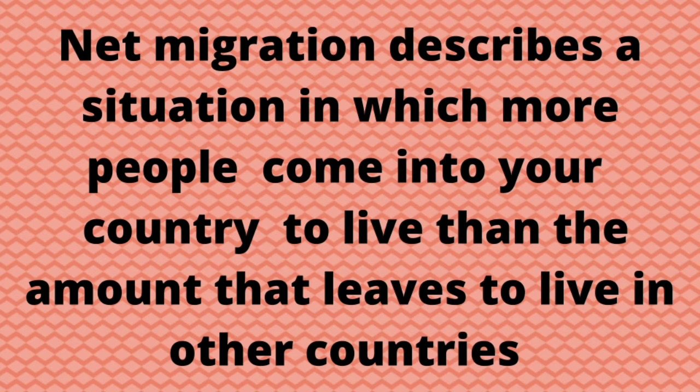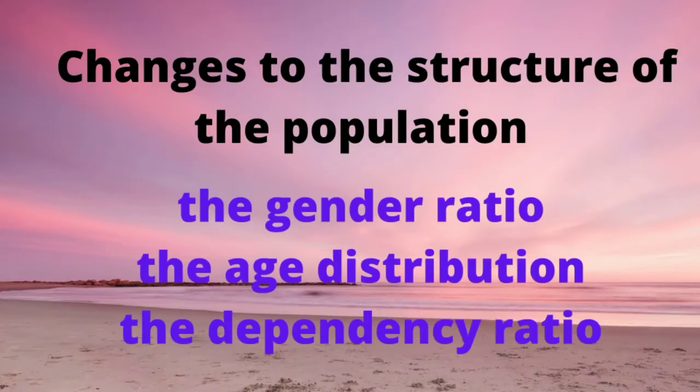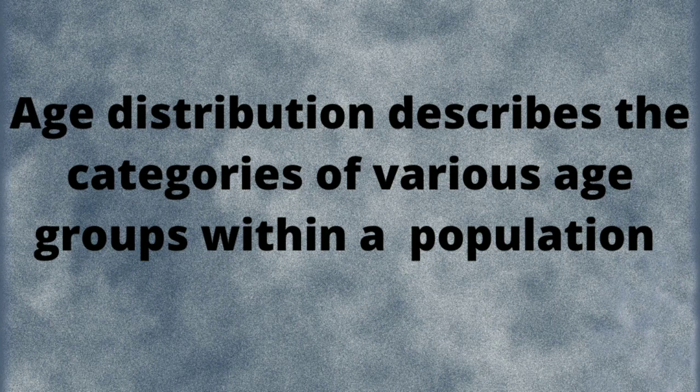So we refer to this as net migration when we have more people coming into the country than those that are leaving the country. Now, let us focus on how the population changes in structure. As we said earlier, when we talk about structural change to the population, we're talking about changes to the gender ratio, the age distribution, and also the dependency ratio.